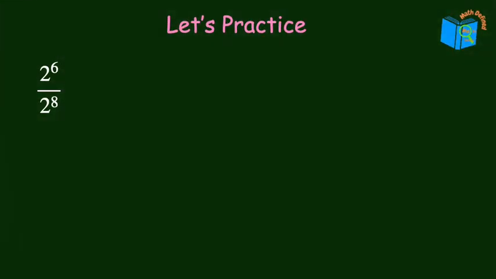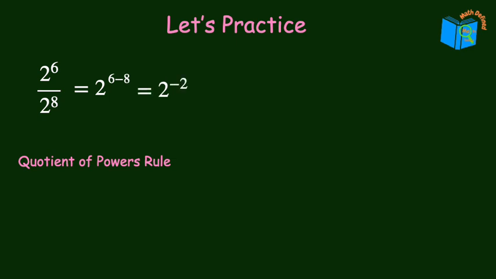Let's practice solving some expressions. Here we have the fraction 2 to the 6th over 2 to the 8th power. We can use the quotient of powers rule since the powers have the same base. We'll keep the base of 2 and subtract the exponents, resulting in 2 to the negative second power. Since the exponent is negative, we need to simplify further by using the reciprocal process to make the exponent positive, giving us 1 over 2 squared, which simplifies to 1/4.